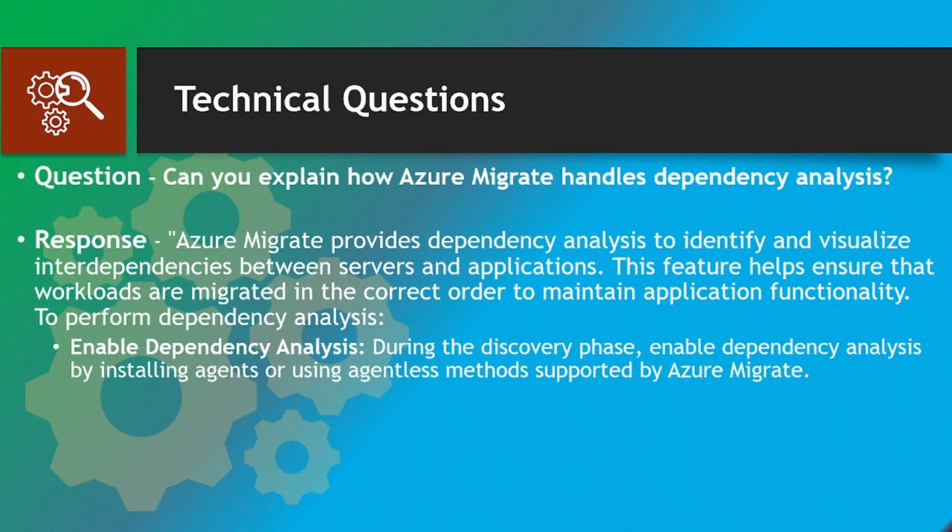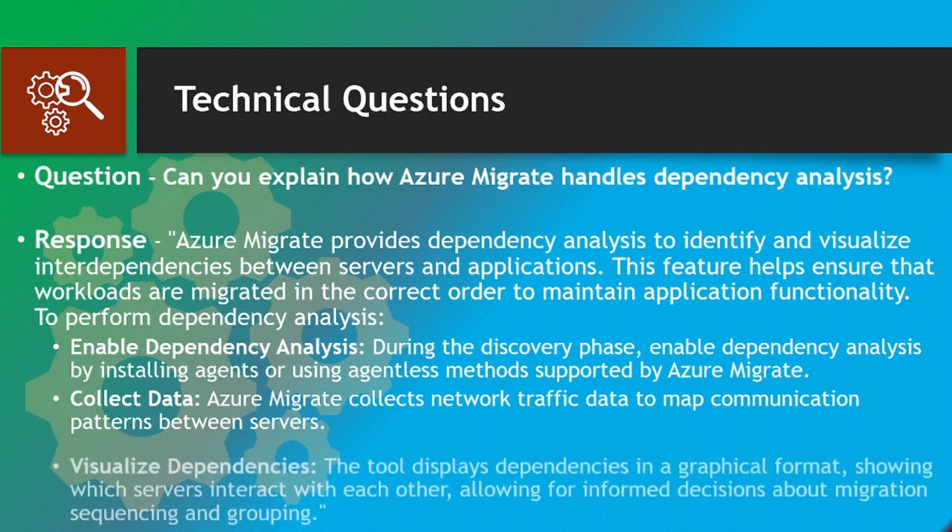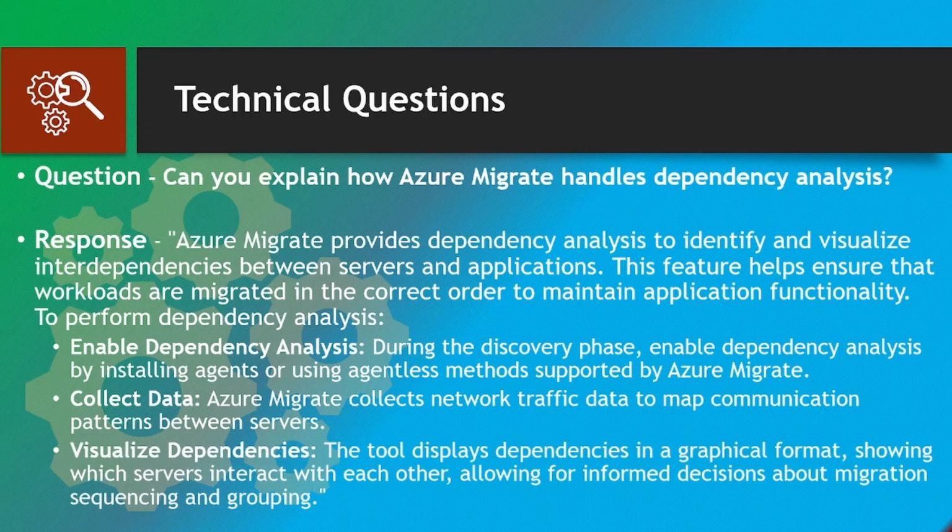Enable dependency analysis. During the discovery phase, enable dependency analysis by installing an agent or using agentless methods supported by Azure Migrate. Collect data. Azure Migrate collects network traffic data to map communication patterns between servers. Visualize dependencies. The tool displays dependencies in a graphical format, showing which servers interact with each other, allowing for informed decisions about migration sequence and grouping.